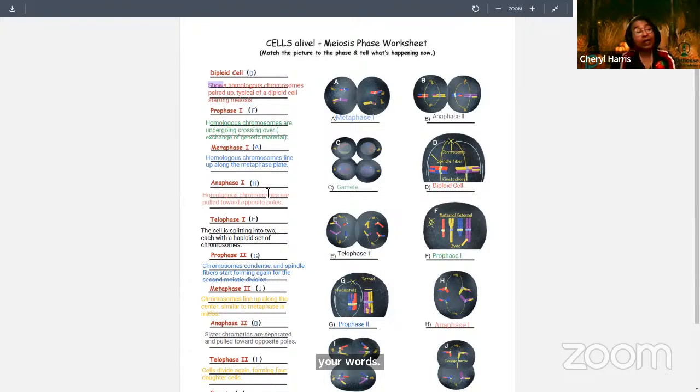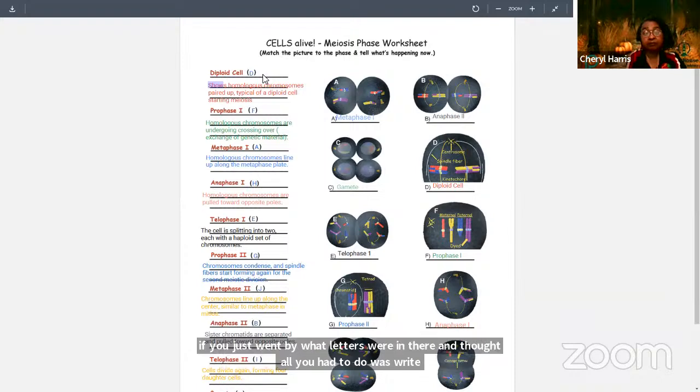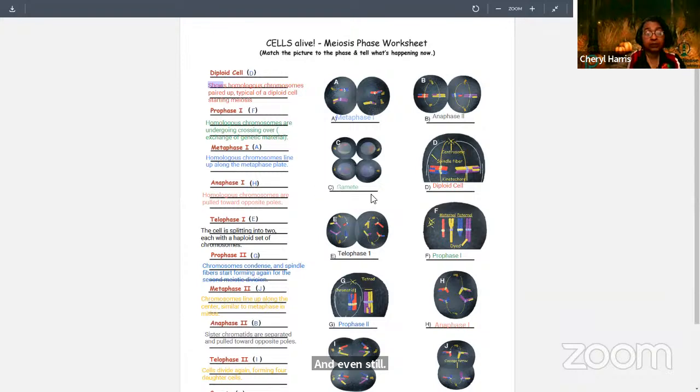We did recognize that the copy of the worksheet that you got had letters on it, and all of those letters were wrong. Actually, I think except for maybe two. So if you just went by what letters were in there and thought all you had to do was write, and even still, I think C was correct. Most of you got the C correct, but the letters on the worksheet that was printed were wrong. So yeah, these look like pre-printed things. So go back and take those letters out and put the correct letters in.